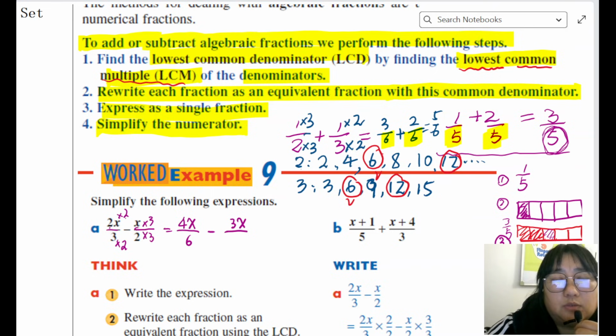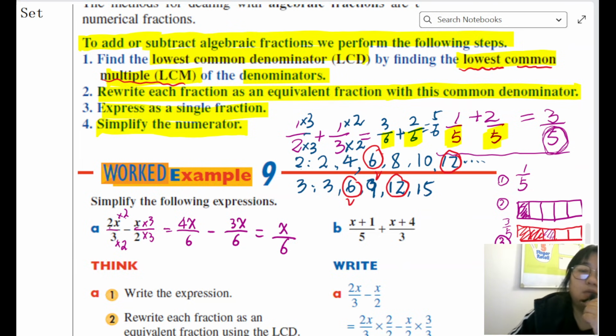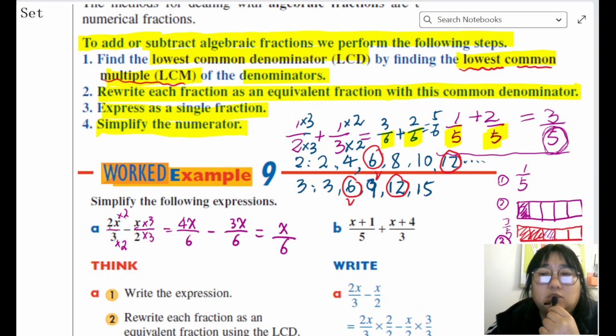Remember the algebra laws, the 3 laws I talked about in the first lesson 1a. If you're not quite sure, you can go back and double check. And the denominator, 2 times 3, is 6. Now we find the same denominator, and for the numerator I just subtract: 4x take away 3x is x over 6. That will be the answer for the first question.